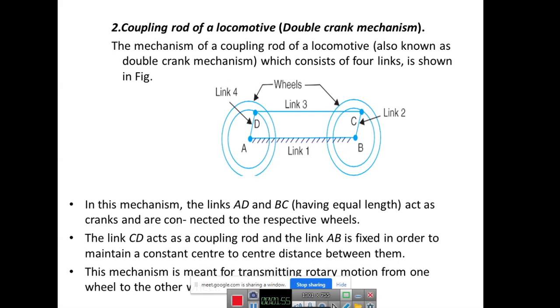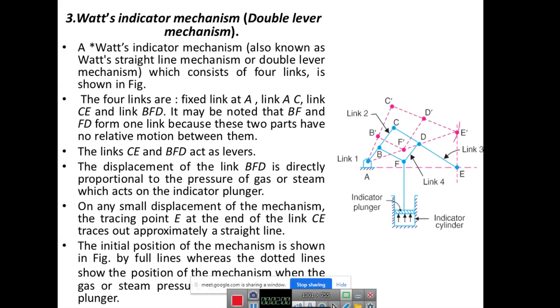Okay, and we saw the double crank mechanism as the coupling rod of a locomotive. And what about the straight line mechanism? I told you, this is a straight line mechanism. It is under the 4-bar mechanism only, but you can see a straight line can be observed. What is a straight line mechanism?